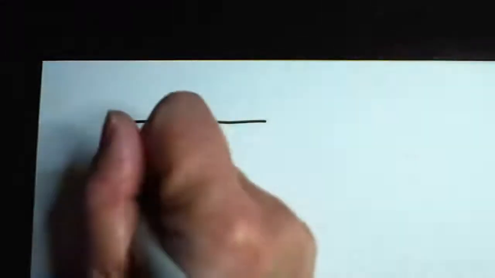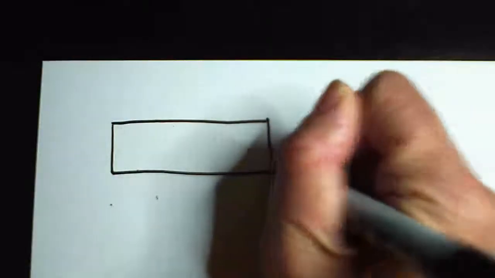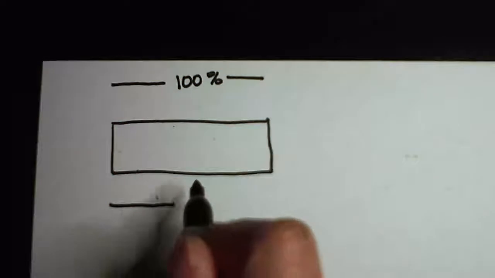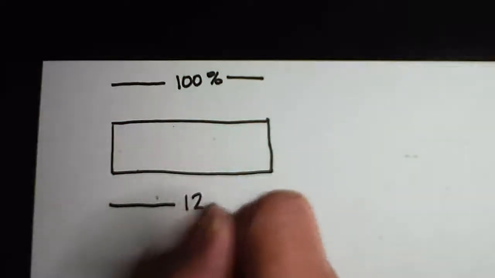You don't have to use a bar model for percent increase problems, but sometimes I like to think about bar models. It helps me visualize what I'm supposed to do. And so I have to decide what is my 100% in this problem. My 100% is going to be the tank of Dad's car, and that's 12 gallons. So my 12 is my 100%.